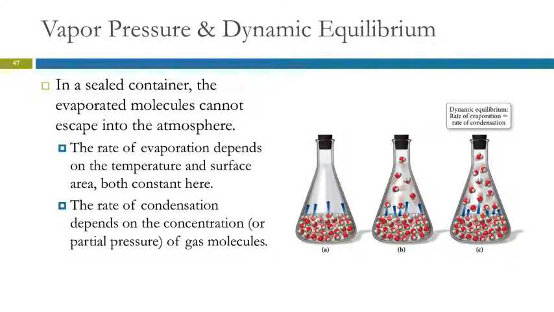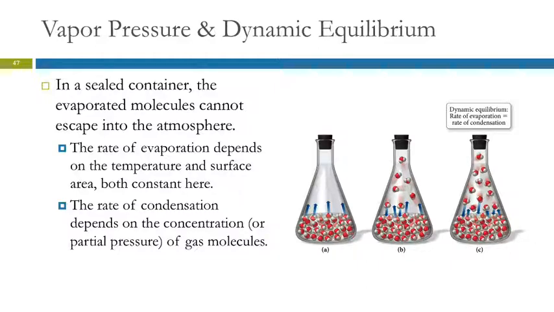The rate of evaporation is going to be constant. The temperature is the same, the surface area is the same. So we've got evaporation just going on and going on. The condensation, though, is going to increase as the number of molecules in the gas state increases. Eventually, we're going to get to a point where the rate of evaporation is equal to the rate of condensation.